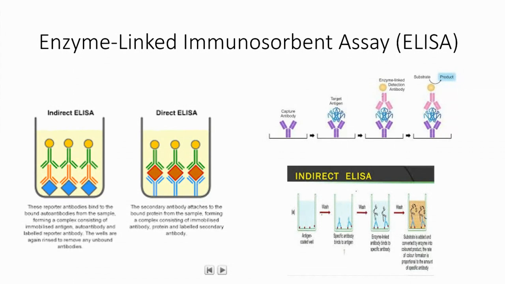Then you have this enzyme-linked detection antibody to bind, so that you can detect the presence of the antigen. So that's a direct ELISA. Indirect ELISA is to determine the presence of antibody.